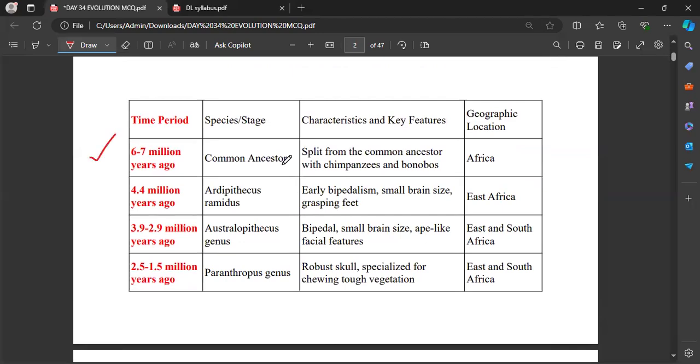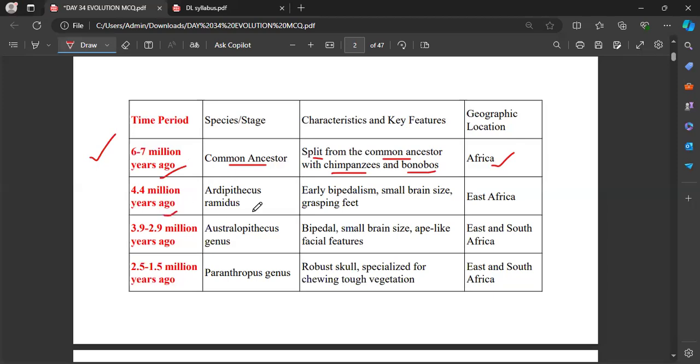3 to 6 million years ago, there will be the common ancestor. Their characteristic feature is that they split from the common ancestor with chimpanzees and bonobos. Their geographical location will be Africa. This is 6 to 7 million years ago.